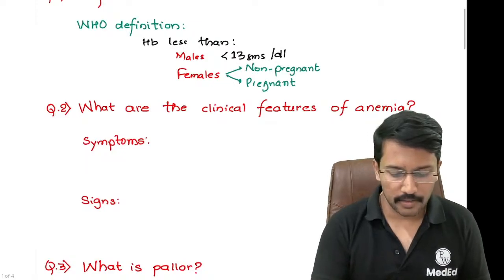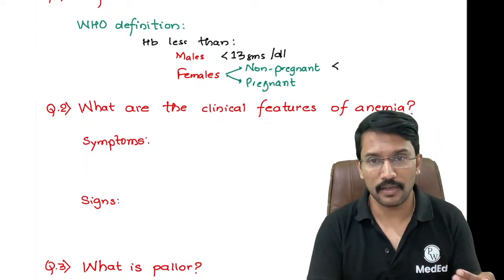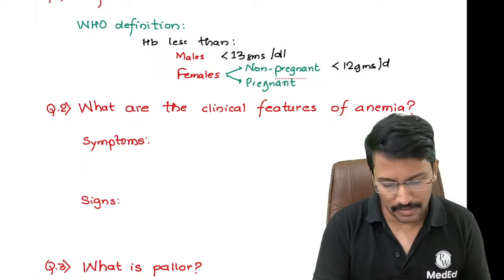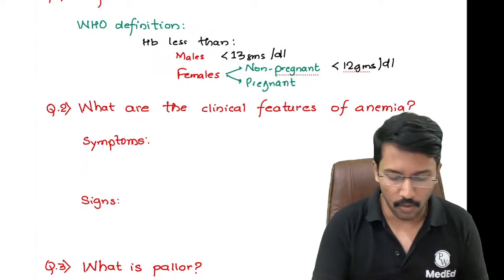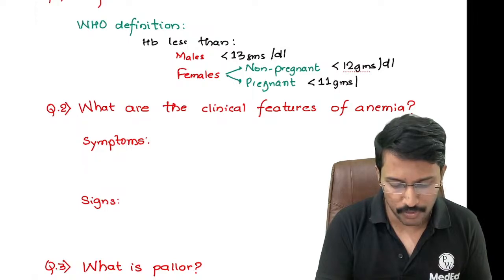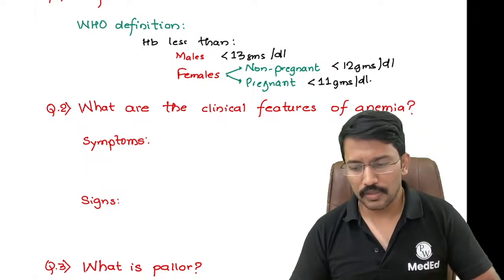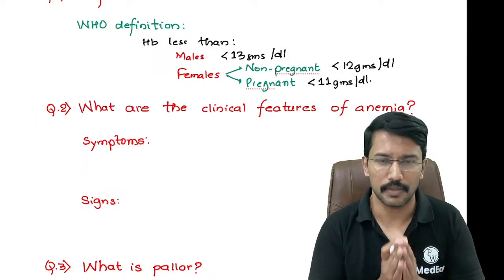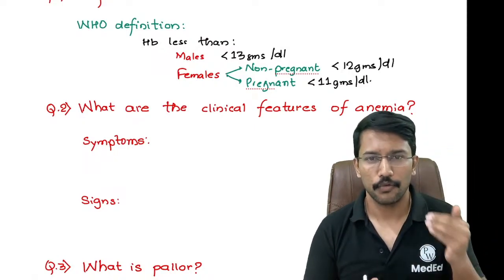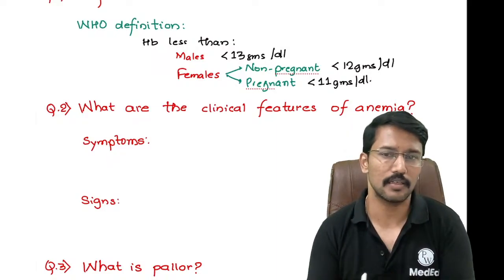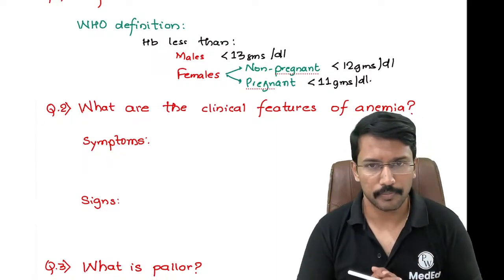Then a non-pregnant female will be called anemic when her hemoglobin level is less than 12 grams per deciliter, and a pregnant woman would be called anemic when her hemoglobin level is less than 11 grams per deciliter. So this is kind of easy to remember, right? Just three numbers: 13, 12 and 11. Males less than 13, non-pregnant females less than 12, and pregnant women less than 11 grams per deciliter, we will call as having anemia.